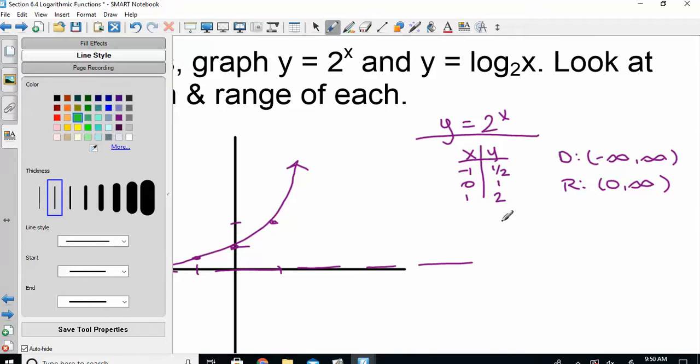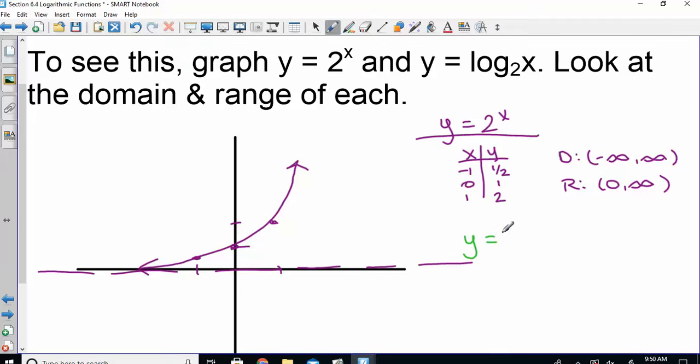Now let's talk about the log. We have not graphed a log, but we can. Let's change this into exponential. So we did this definition last week. So this means 2 to the y power equals x. So this is an exponential.